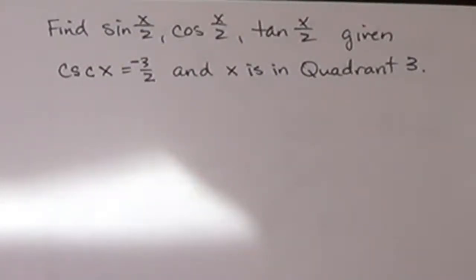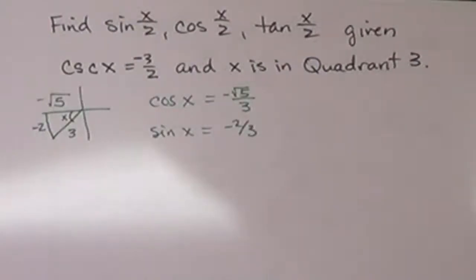Let's find the sine of x over 2, cosine of x over 2, and tangent of x over 2, given that cosecant of x equals negative 3 halves, and x is in quadrant 3. So again, to start this, I want to start by setting up my triangles. And if you recall, all of my half-angle formulas involve a cosine of x. So when I set up my triangle, I also want to be able to find the cosine value and then use that to solve for the other things.